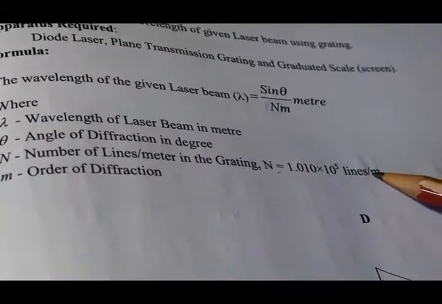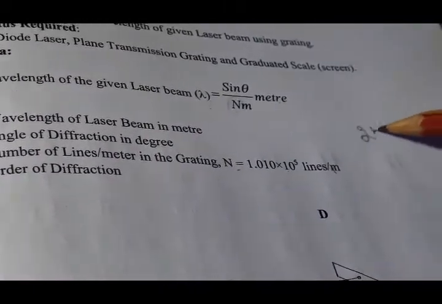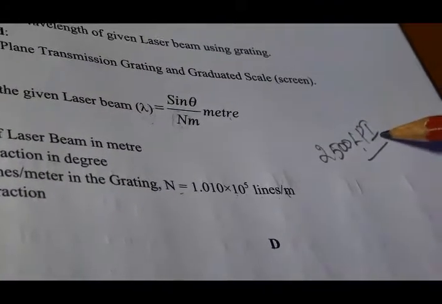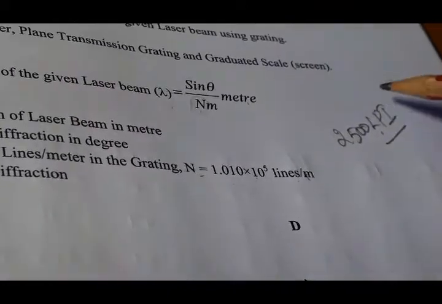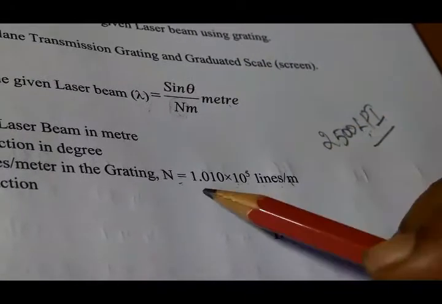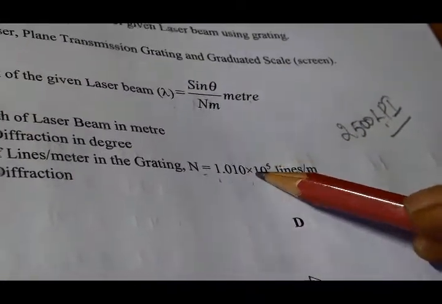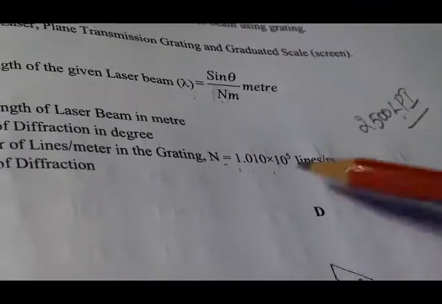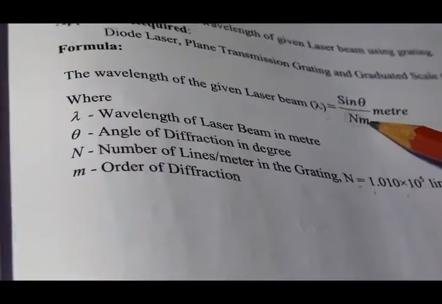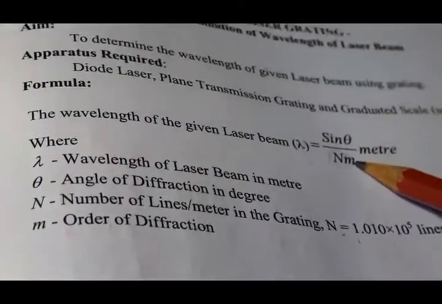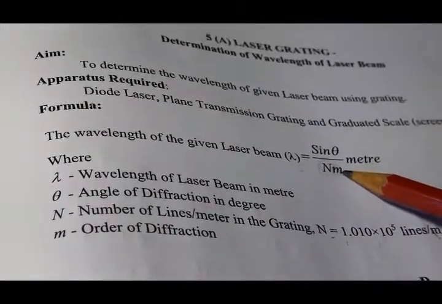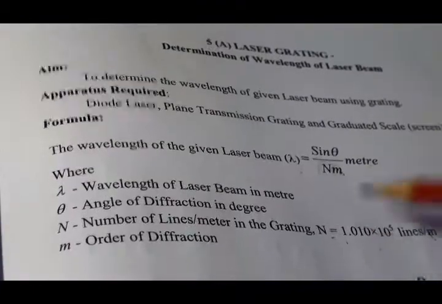I hope you remember when I showed the grating element, I showed you 2500 LPI. LPI is lines per inch. For our calculation purpose, we want to change this lines per inch into lines per meter. So when you do that, you will arrive at 1.010 into 10 power 5 lines per meter. So this is your n value. In the formula you have m, which is the order. We have done first order left side, first order right side, like 5 orders we have done. When we do for the first order, we will substitute m is 1. When we go for second order, m is 2. Like that up to 5.